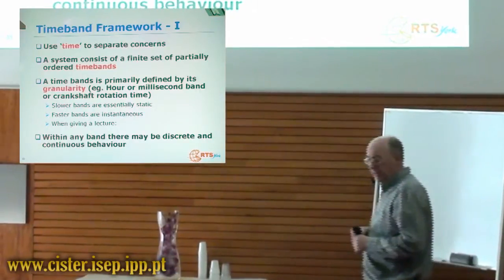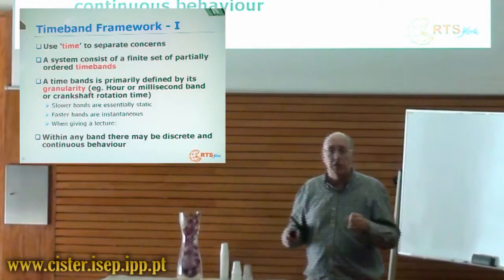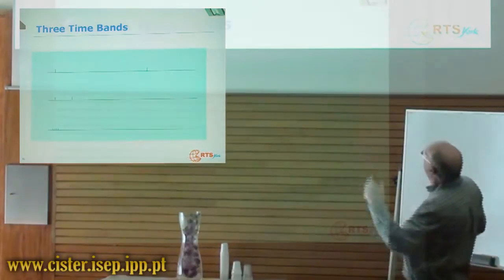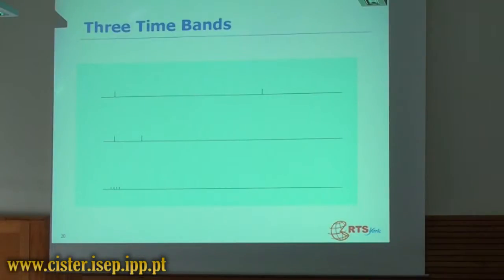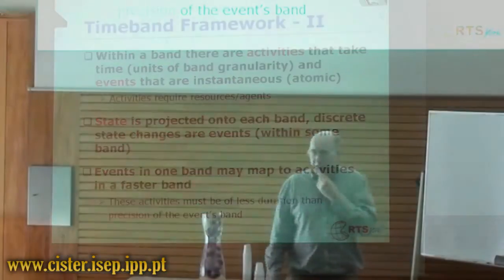So we've got a partially ordered set of bands. And within the bands, we may describe continuous features and discrete behaviours. So here, there's three time bands, and there's a granularity between those points. So long spaces, small spaces, very small spaces. I'll use this example a bit later. But those are time bands. Within time bands, two primary descriptions of behaviour are activities and events. Events being instantaneous, atomic, and activities taking time and requiring some resources.